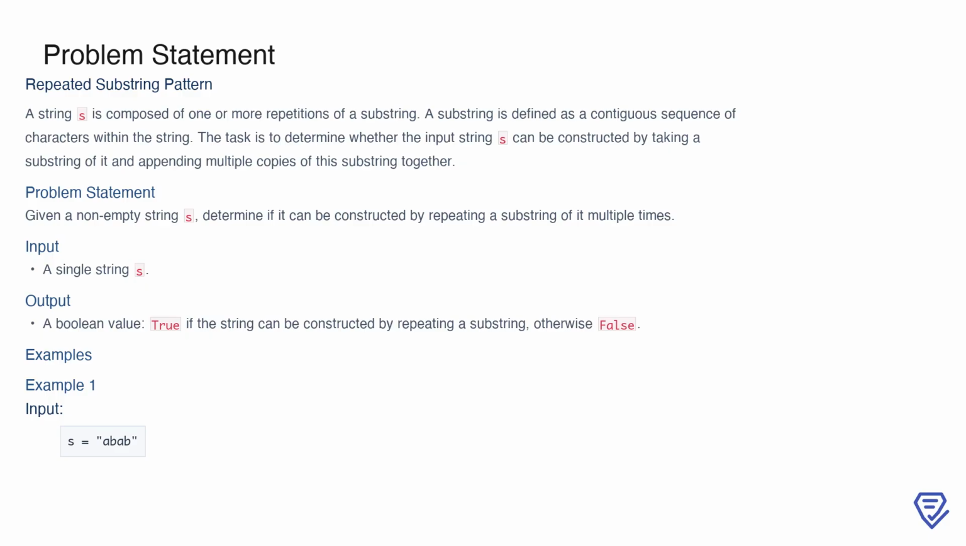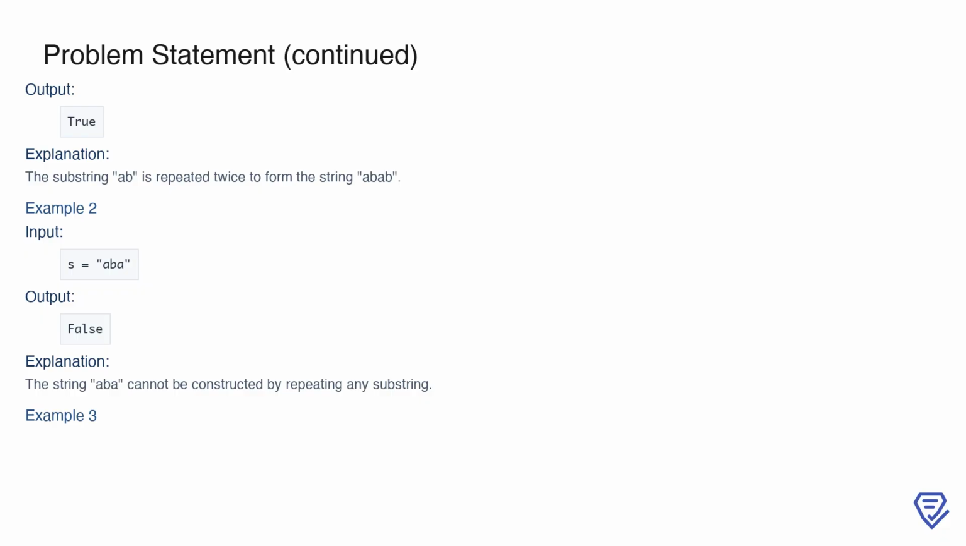If the input string is S equals ABAB, we need to determine if a smaller substring can be repeated to form this entire string. In this example, the output is true. This is because the substring AB can be repeated twice to recreate the original string ABAB. Now, take a look at another case where the input string is S equals ABA. Here, the output is false. The string ABA cannot be constructed by repeating any smaller substring. There is no pattern or block of characters that can be appended multiple times to recreate ABA. These examples highlight the kind of reasoning we need to apply when solving the problem.